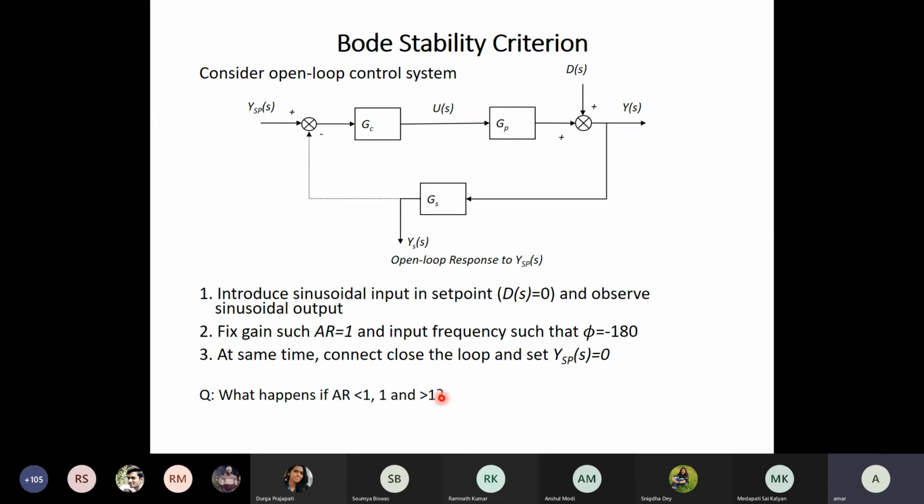Whereas if AR is greater than 1, then this oscillation will grow continuously because the AR will be increasing, and the system becomes unstable. Which basically means the system will be critically stable, or the stability limit is AR equals 1 at the crossover frequency. So this thought experiment is the basic philosophy of the Bode stability criteria. Hope this is clear to you.